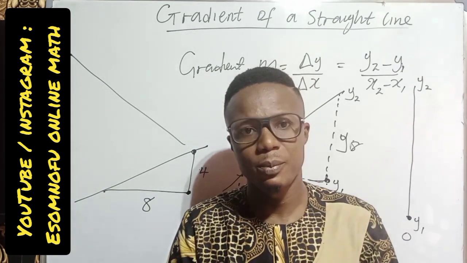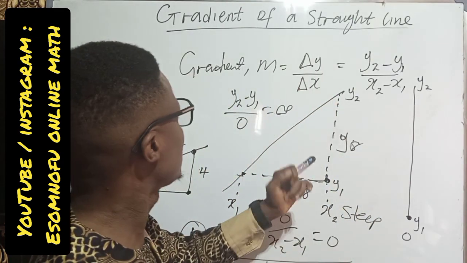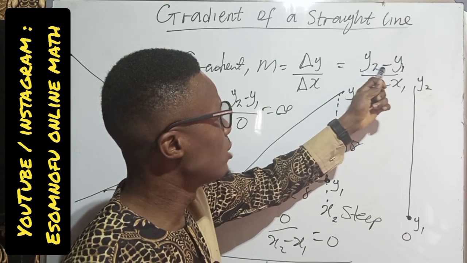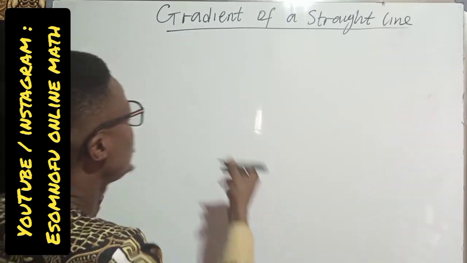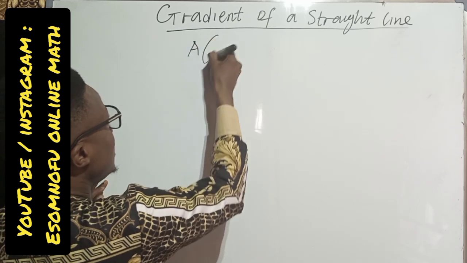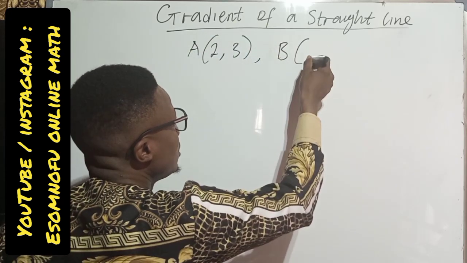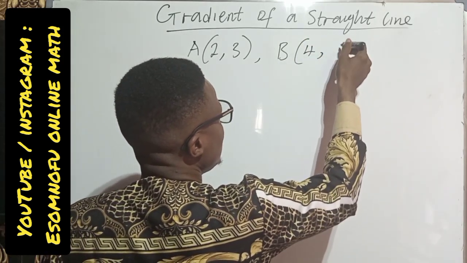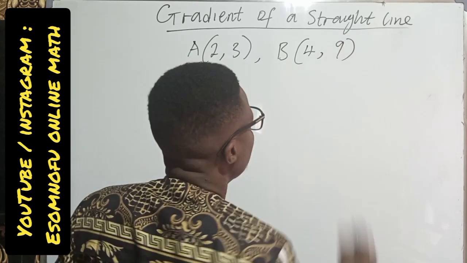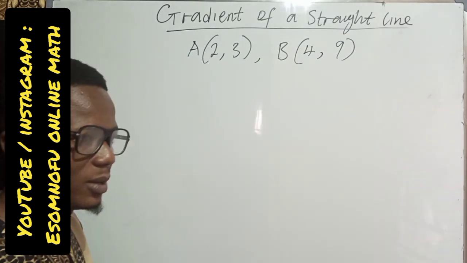But at this particular point in time, I want you to understand that the gradient of a straight line is calculated using y2 minus y1 over x2 minus x1. Now, supposing you have 2 points, A (2, 3) and B (4, 9), for instance, and you're asked to find the gradient of this particular line.